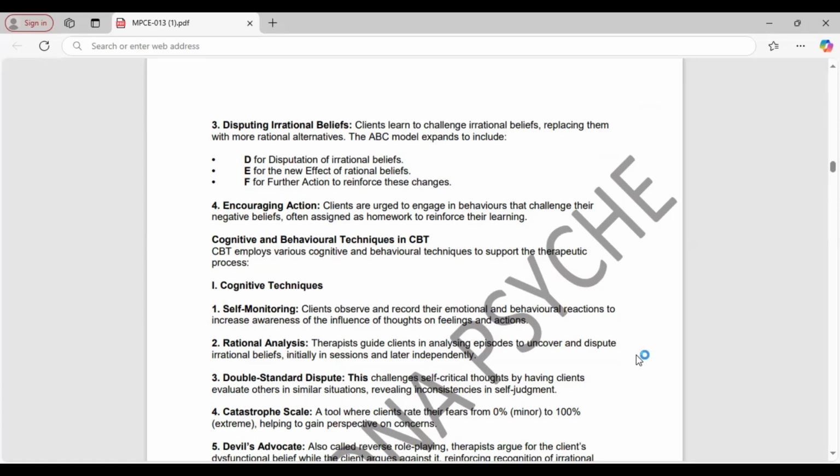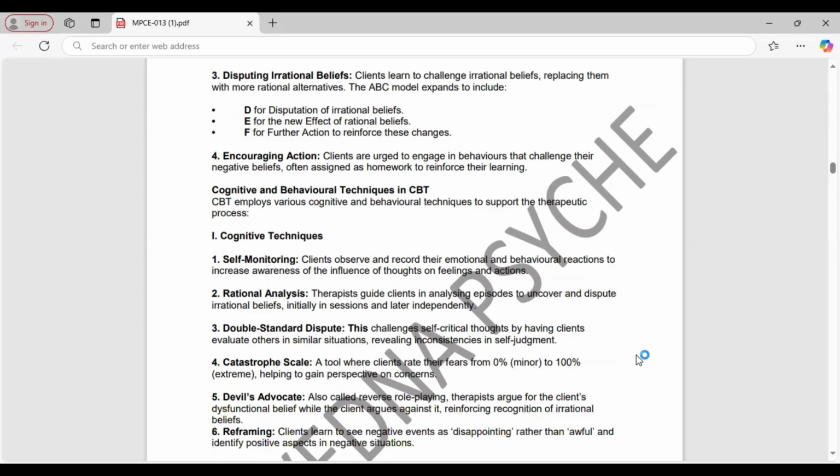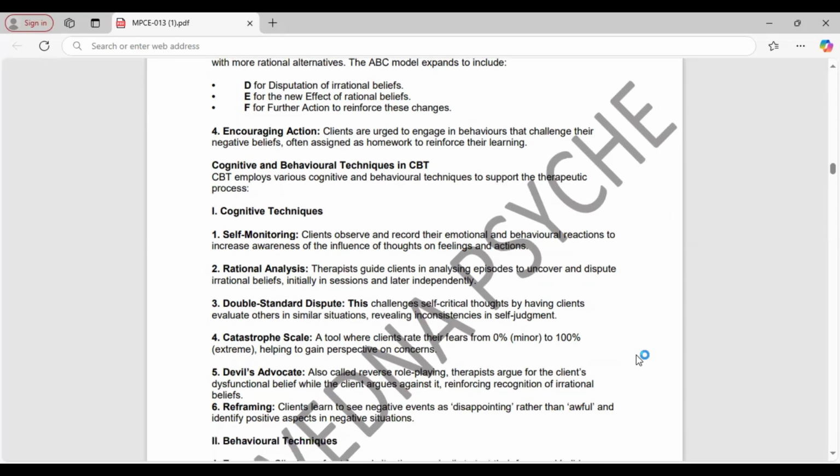And F is the further action that involves planning steps to reinforce these new beliefs. Clients learn to replace maladaptive beliefs with rational alternatives, promoting emotional and behavioral shifts. Step 4, encouraging action. In this step, clients are encouraged to challenge their irrational beliefs by engaging in behaviors that contradict them, demonstrating the practical application of learned skills in real life situations.